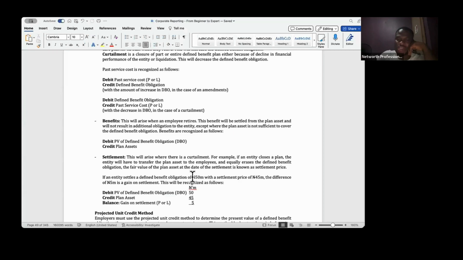You were owing 50 million. You only settled with 45 million. So that means your obligation reduced by 50 million, but your plan asset only reduced by 45. That's a gain on settlement. And the way we are going to treat this is just to put this gain in P&L. This 50 million will reduce your obligation. This 45 million will reduce your plan asset. And that's it for gain or loss on settlement.